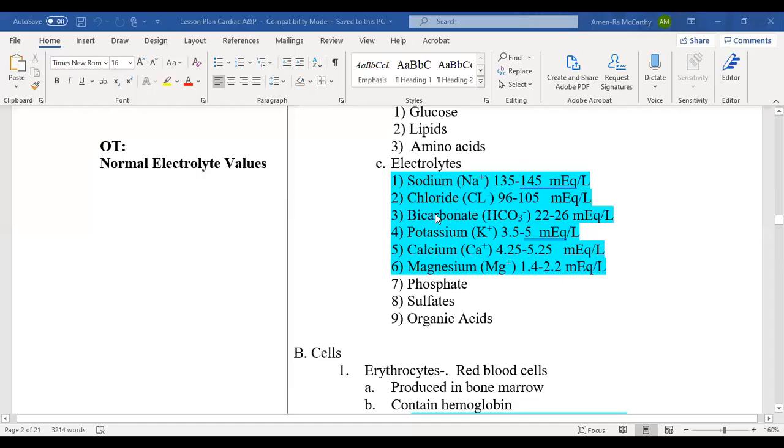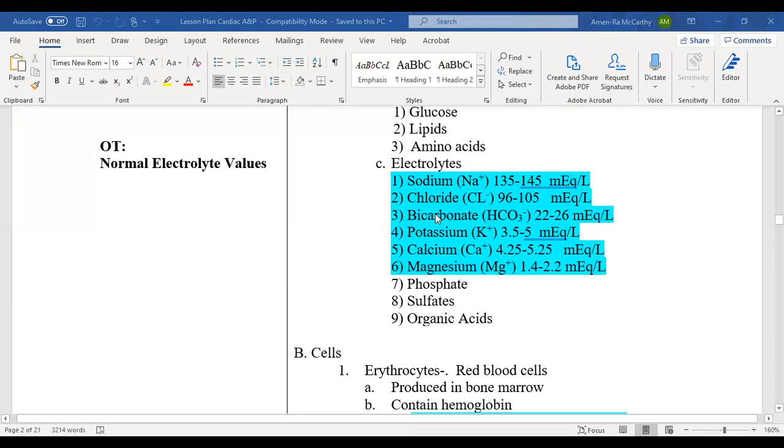So we're talking about our electrolytes. Bicarb, which is HCO3, is 22 to 26 milliequivalents per liter. Potassium, which is K, is 3.5 to 5 milliequivalents per liter.